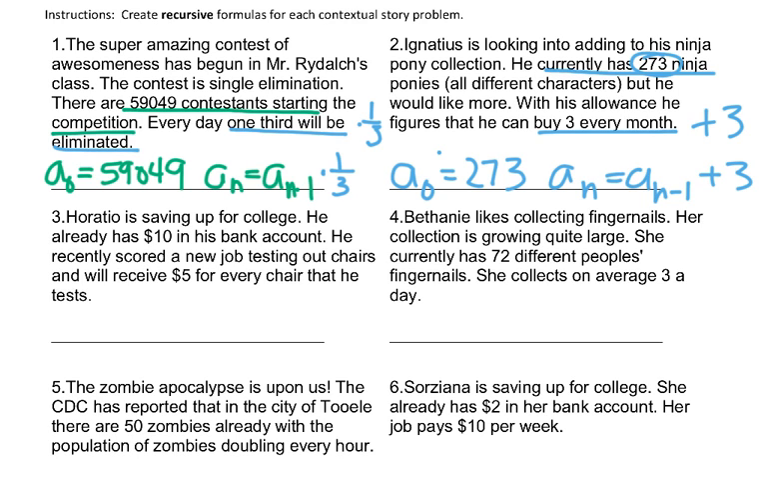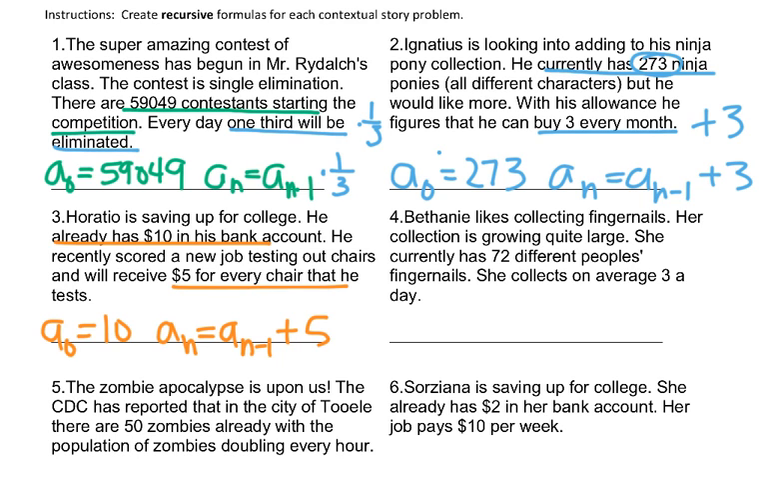So Horatio is saving up for college. He already has $10 in his bank account. He recently scored a new job testing out chairs and will receive $5 for every chair that he tests. Okay, so again, where does it start? How does it grow? Okay, well, he already has $10 in his bank, so that's probably our starting point, right? And then for every chair he tests, he gets $5 more. So that's how it's growing. Okay, we're adding $5 more every chair. Okay, and that's all there is to it.